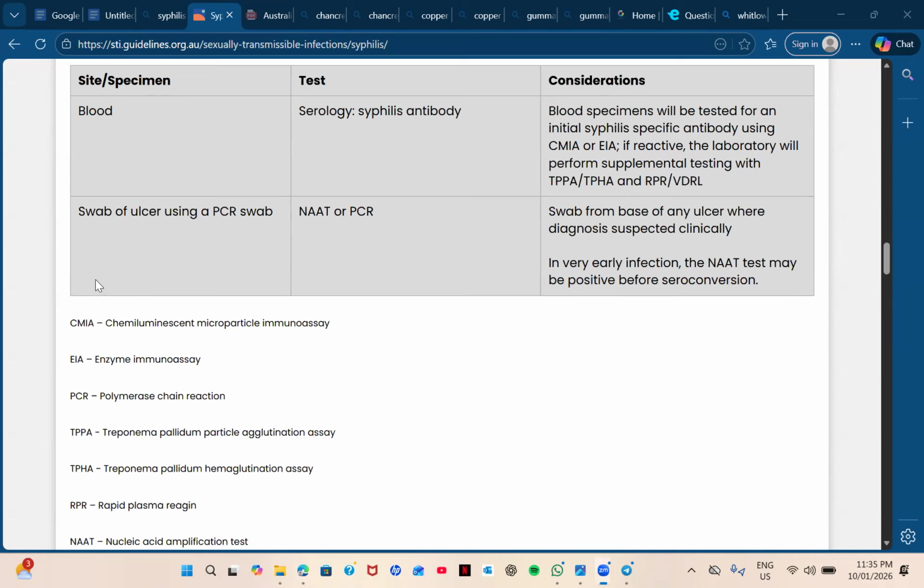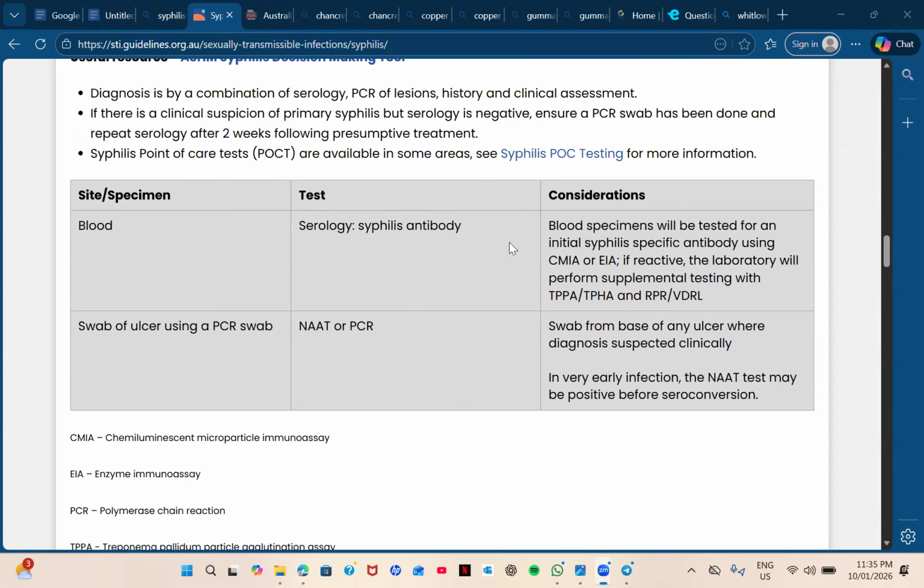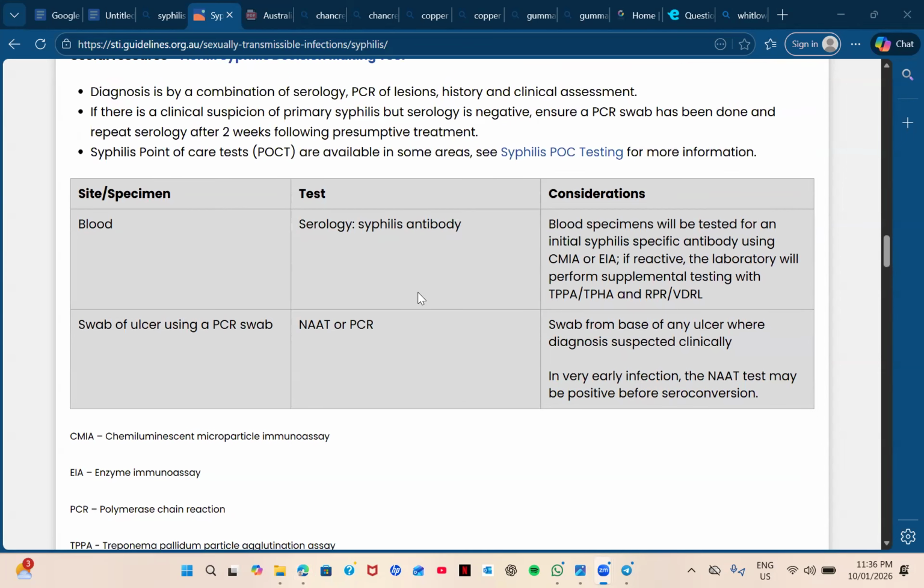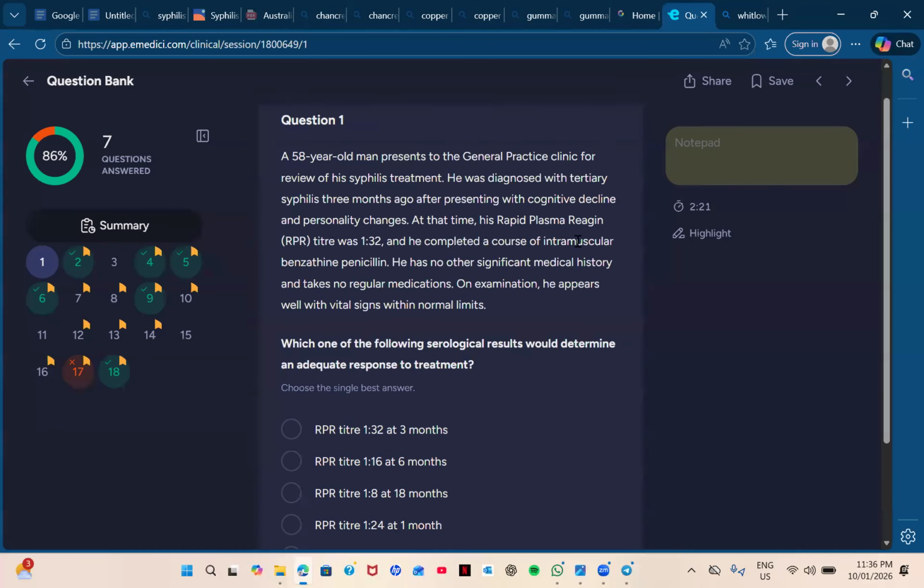Here we are doing PCR for what? Ulcer swab, not for urine, right? Here, swab of ulcer. Okay. So please remember, don't confuse with other STIs. You have to remember each and everything. Here we use swab from the ulcer, not urine. I know you confused with chlamydia, right? Not urine. Okay, it's fine. So let's discuss this question because this is something we should know.